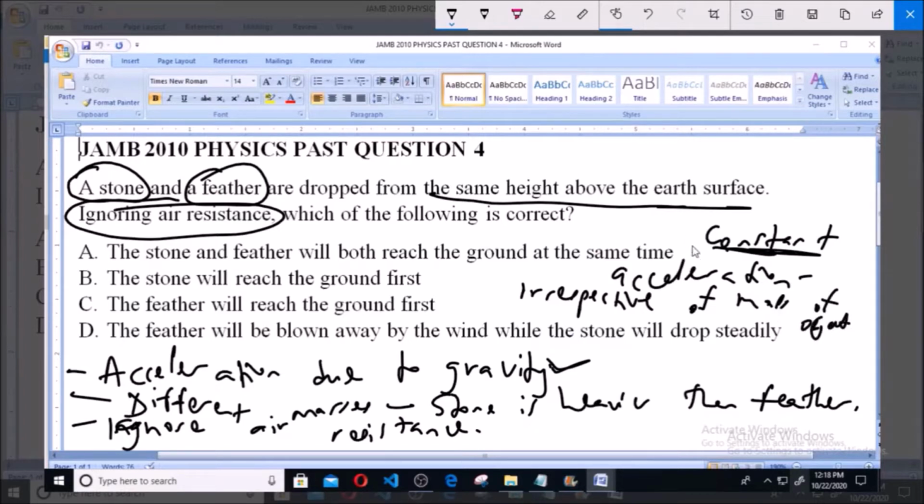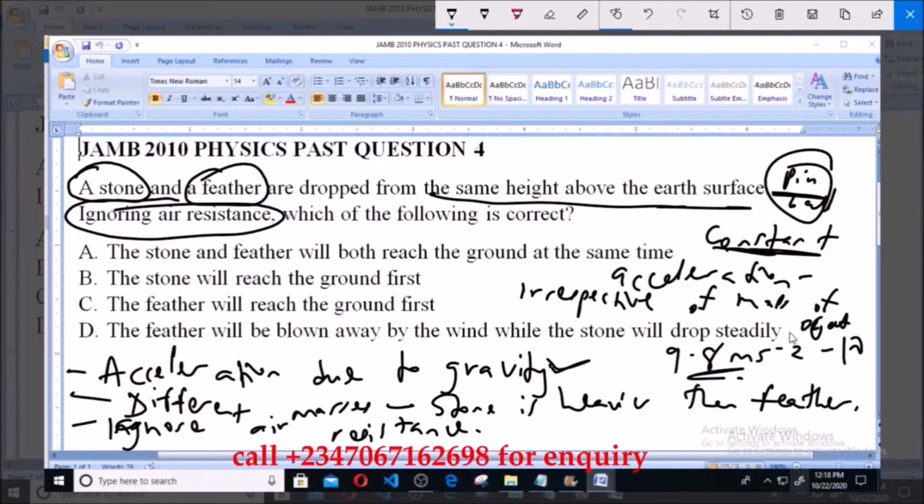So this means that even if you drop a pin and a ball, irrespective of the mass of these two different objects, they will fall at this constant downward acceleration. And that acceleration is approximately 9.8 meters per second square. Some approximate it even to 10 meters per second square, but that acceleration is constant.